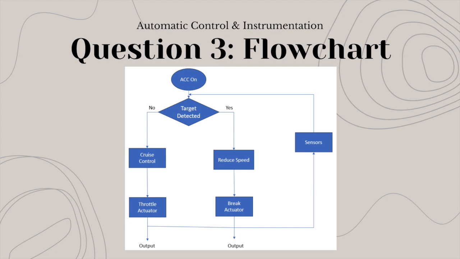If there's an obstacle detected, then the current speed will be reduced to the point of braking, which is the drop of the brake actuator. Additionally, there will be a sensor at the near end of the output for both the throttle actuator and brake actuator, whose purpose is to continuously sense any obstacle in front of the car.